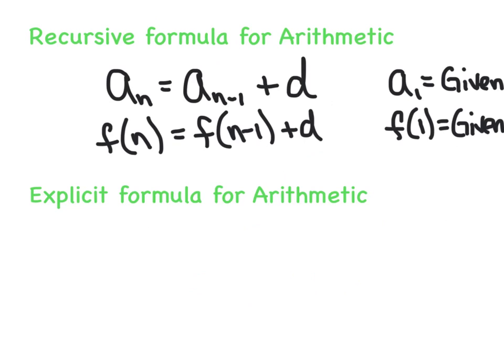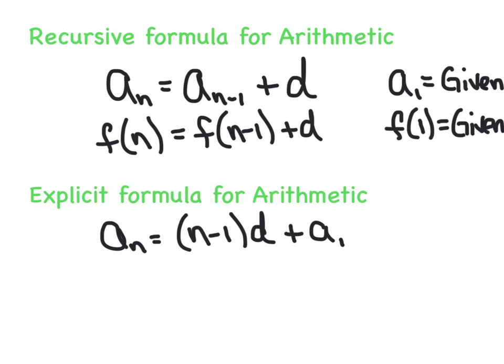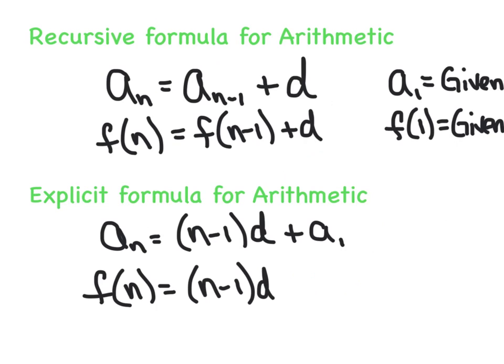Now if we do an explicit formula, we're saying that the nth term is defined as the quantity n minus 1 multiplied by the common difference, then added to the original term. Or using my functional notation, we could say f of n is, again, n minus 1 multiplied by the common difference, but then adding to the original term, which is just denoted a little differently.